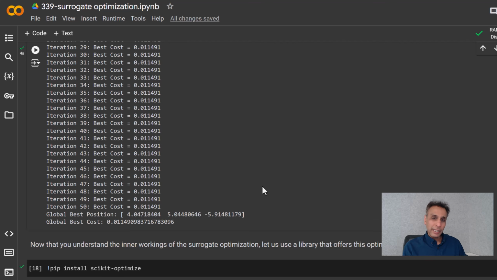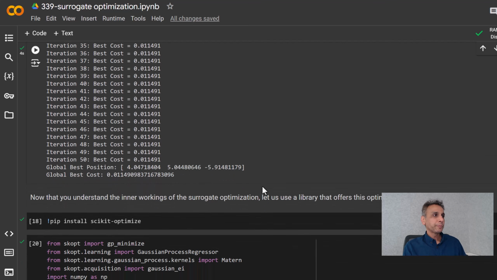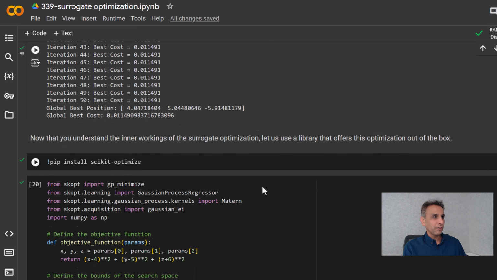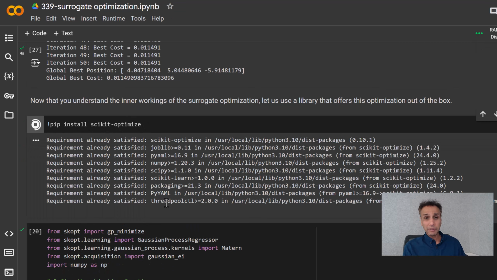Now, if you don't want to do that, if you're lazy and you just want to use an off-the-shelf model, there are many libraries that offer something similar. I am showing you Scikit-Optimize. So go ahead and install the Scikit-Optimize library.